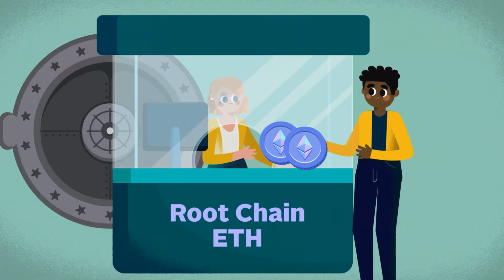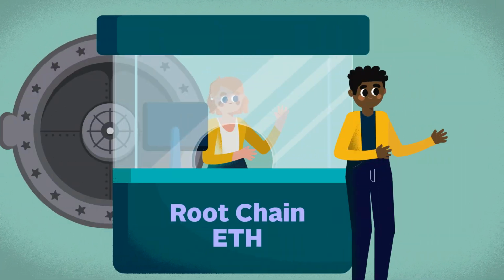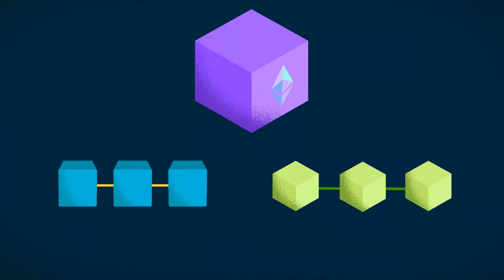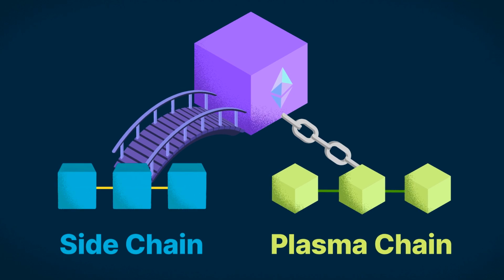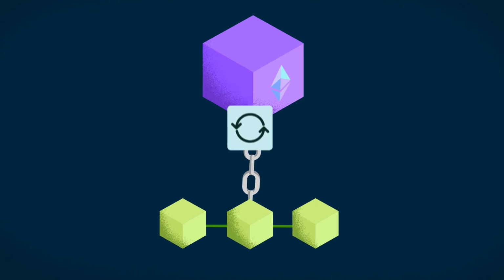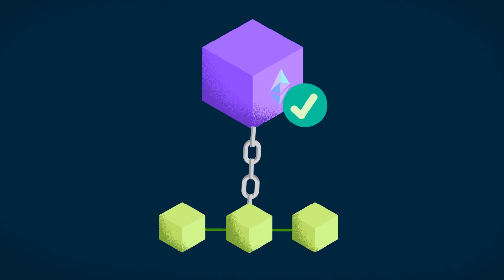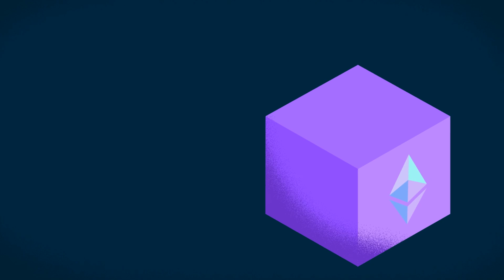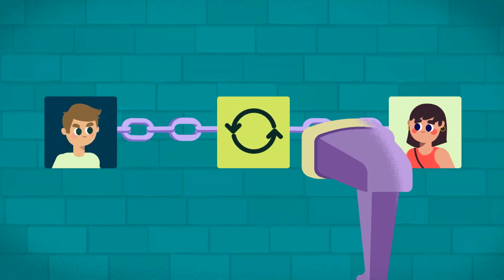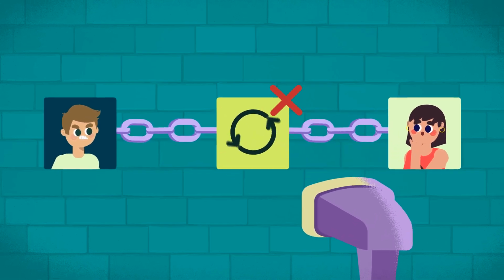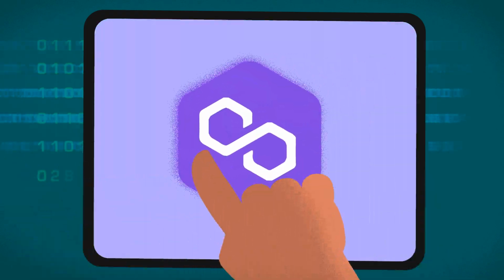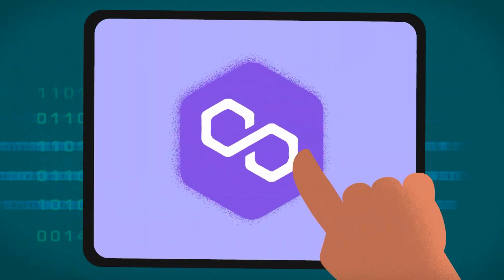To use Plasma, users lock up ETH on the root chain, receiving equivalent tokens on the Plasma child chain. While this setup is similar to that of sidechains, Plasma chains are different in that they still settle transactions on the Ethereum mainnet despite executing them off-chain, and so benefit to some extent from Ethereum's security. Additionally, fraud proofs are also used to handle disputes. Projects like OMG Network use Plasma tech, while Polygon POS is an example of a Plasma sidechain hybrid.